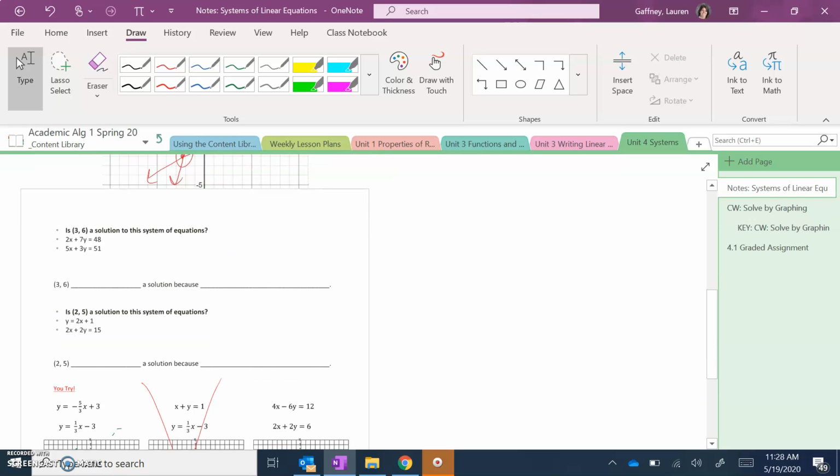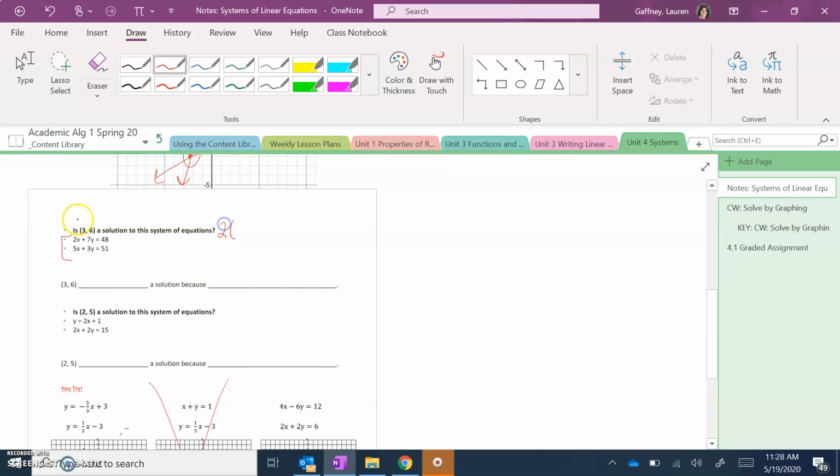Okay. So now it asks the question, is (3, 6) a solution to this system? So these two equations here. To figure that out, we would have to plug (3, 6) into both of them. So let's put, this is my x and this is my y. So put in 3 for x and 6 for y. And let's see, is this a true statement? Well, this is 6 plus 42, which does equal 48.